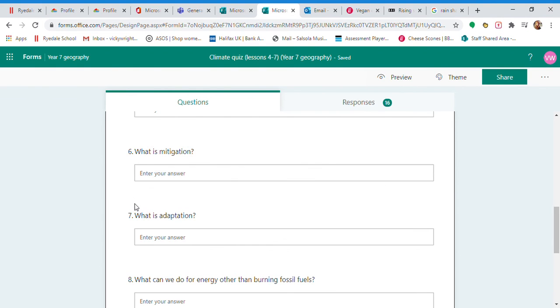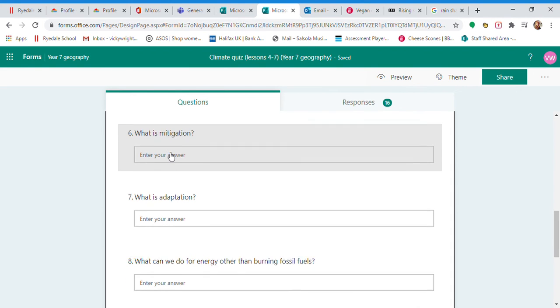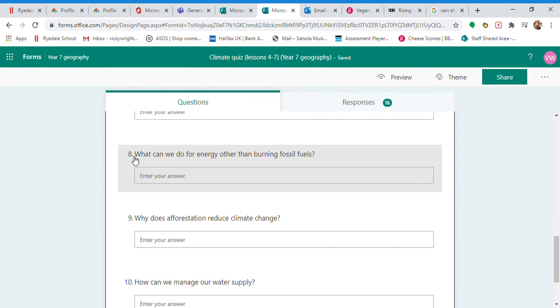Okay, if you want to be really clever, the reason why you need both of them is because it's already happening, so we need to adapt, but we can't let it get any worse, so we've got to mitigate. What can we do for energy other than burning fossil fuels? So there's renewable energy. I'm sure you've all seen wind farms, solar panels, you've got wave energy, hydroelectric energy. There's some examples. Biomass, some of you might have biomass heaters in your homes. Okay, it's burning wood instead of burning coal, oil and gas.